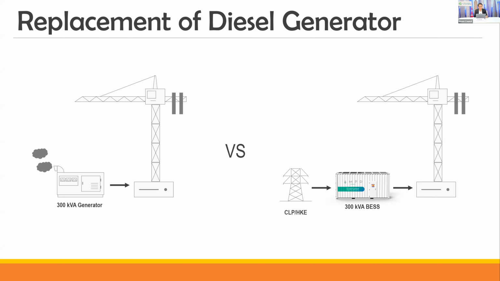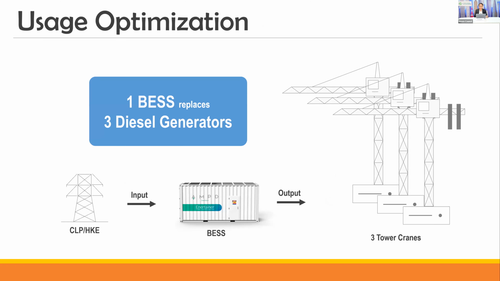But there are some limitations for BESS. BESS cannot serve some types of construction works, such as continuous welding during the foundation stage. We have conducted many trials with the suppliers. We found that the usage of BESS can be optimized for 3 tower cranes in the best case. So as a result, we can conclude that one BESS can replace 3 diesel generators.